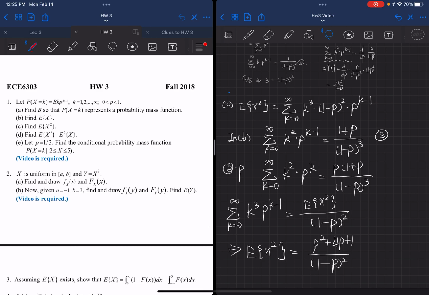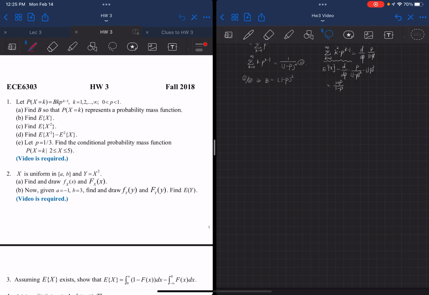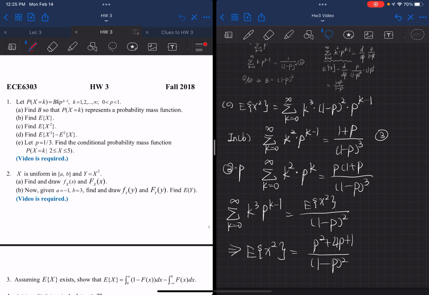I just need to make this part smaller. Sorry.